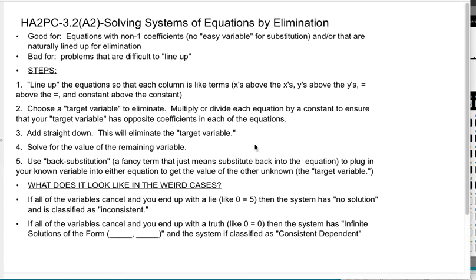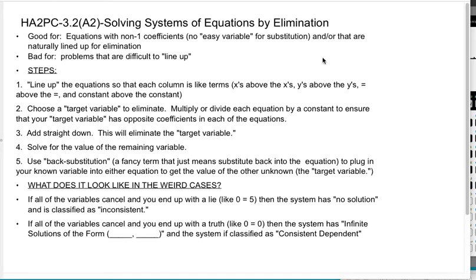So elimination is good for equations that have non-1 coefficients, meaning ones where there's no easy variable for substitution, or equations that are naturally lined up for elimination. We'll talk about what that looks like in a sec. Elimination is bad for problems that are difficult to line up for whatever reason. Sometimes it's also bad for things that have really disgusting coefficients. I would say that things that have really horrible coefficients like decimals and really ugly fractions, I might not do elimination. So let's talk about what we mean to say line up.